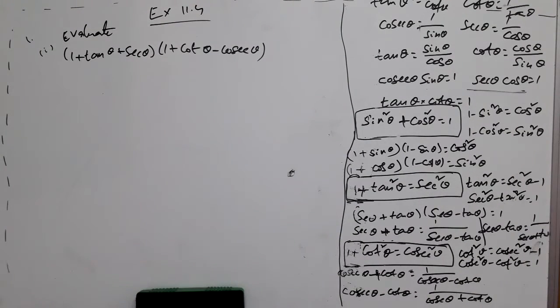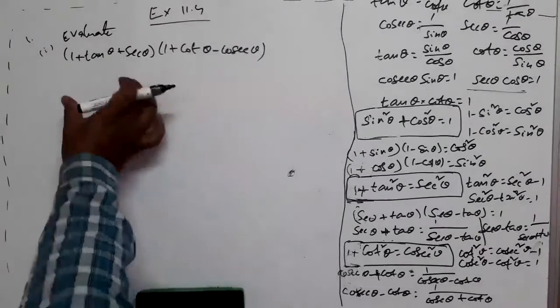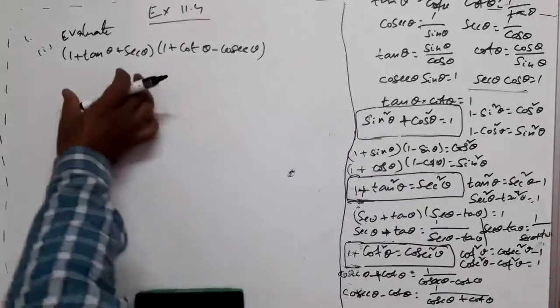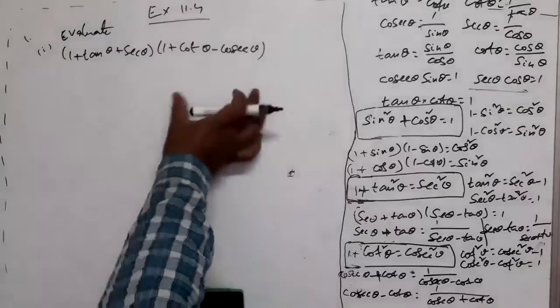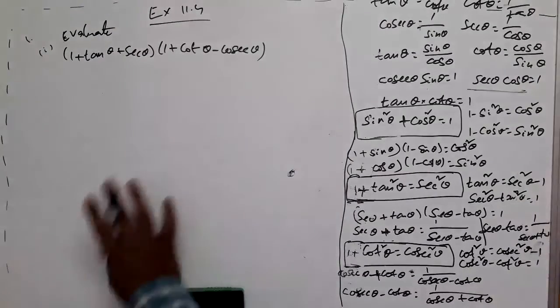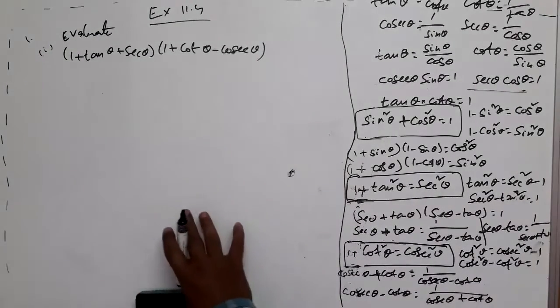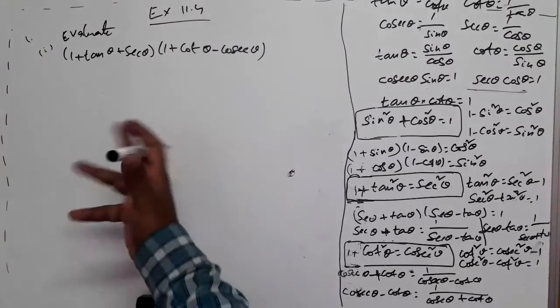See, it has got two parts, a product of two terms. This term contains two trigonometric ratios, this term also contains two trigonometric ratios. You are supposed to simplify or modify this and find the value of this.